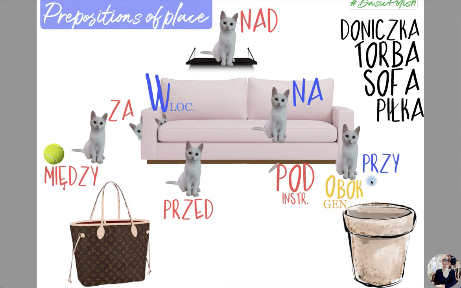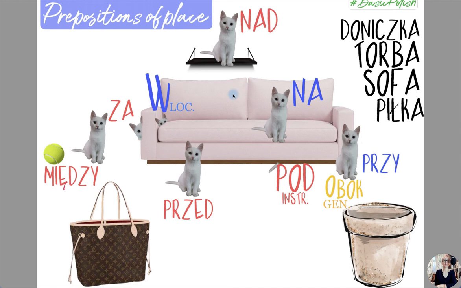We've got 3 prepositions of place that link with locative. W, which is in, and yes, this cat is in the sofa, as you can see in the picture. So in, w, on, which is na in Polish, na, and by, przy, by. So w, in, na, on, and then by, przy. These are connected with locative. And just one preposition of place, obok, which is next to, so the meaning is very similar, is connected with genitive.